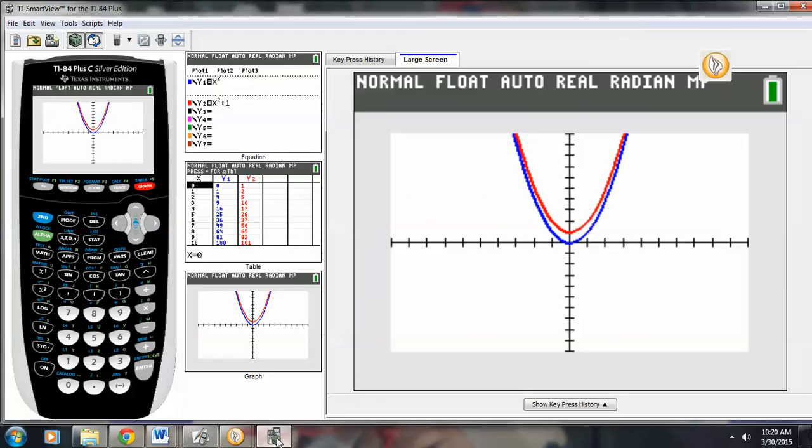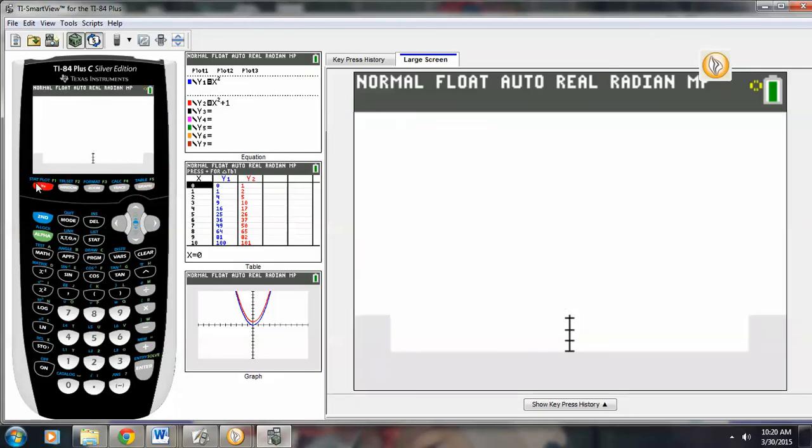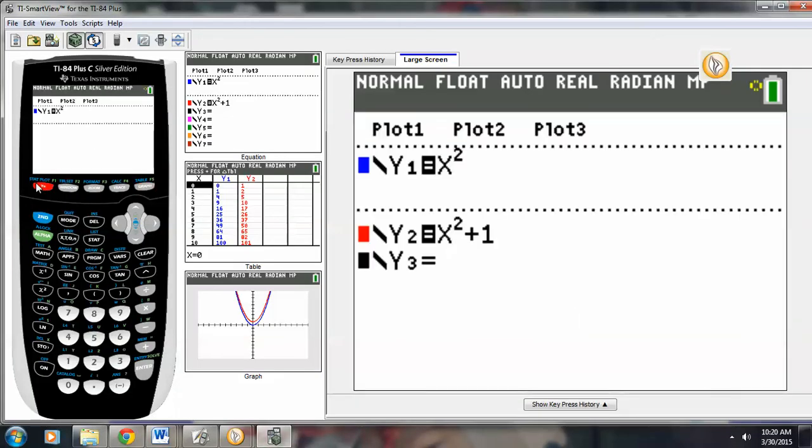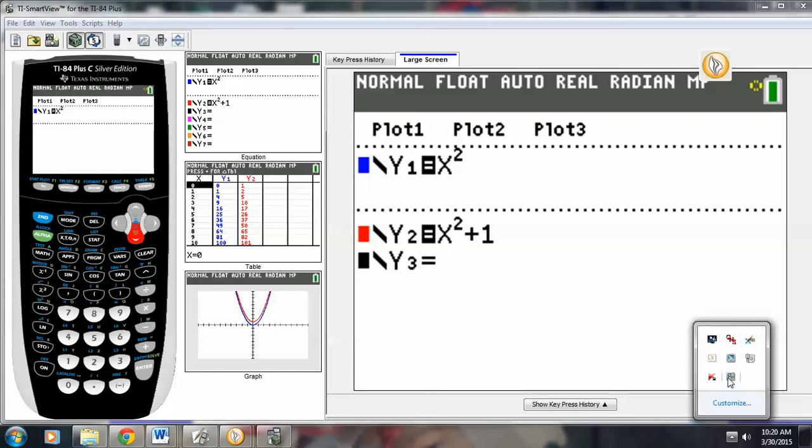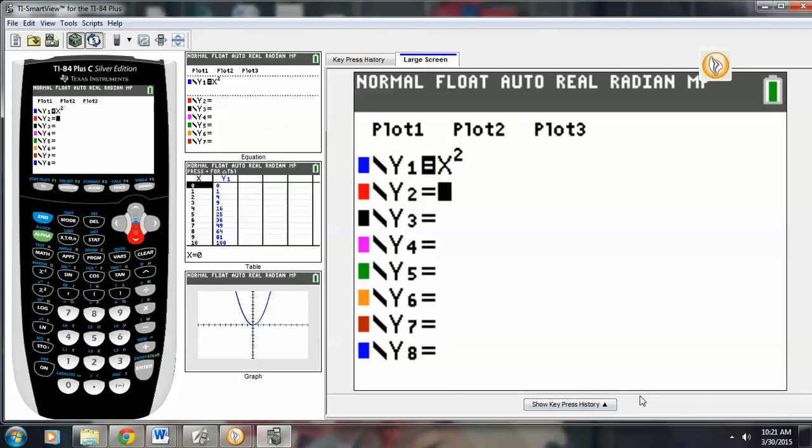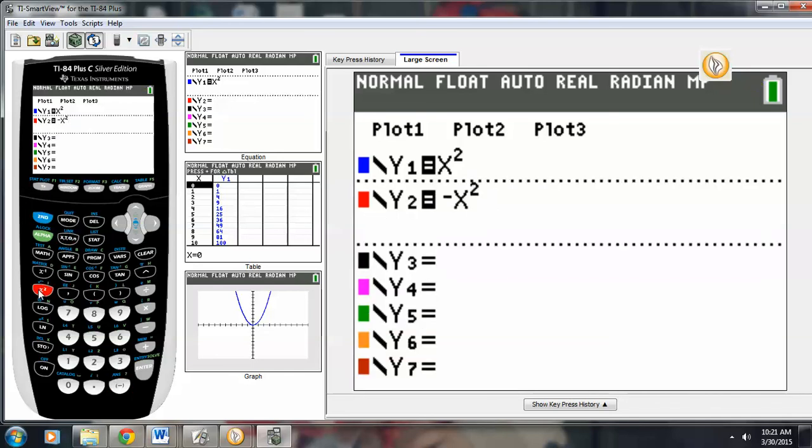So now we're ready to go ahead and graph the second one. We're going to go to y equals. The first y sub 1 equals, we're going to leave that there. We're going to arrow down to the second one to clear that out. In the second equation, we're going to go ahead and type in negative x squared. When you type this in, make sure you use the negative key down here below the 3, not a minus.